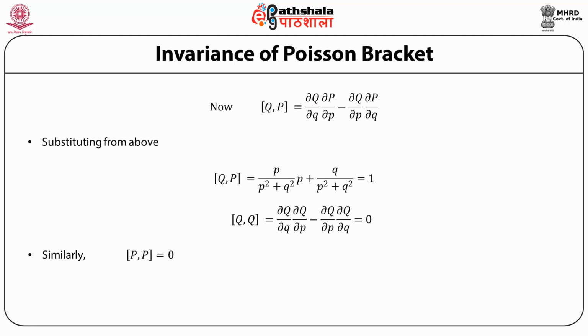From the definition of the Poisson bracket between the new momenta and coordinates, substituting these things, we can see that the Poisson bracket between the new coordinates Q with Q is 0, and between the new momenta P with P is 0, whereas the Poisson bracket between the new coordinates and momenta is equal to 1.